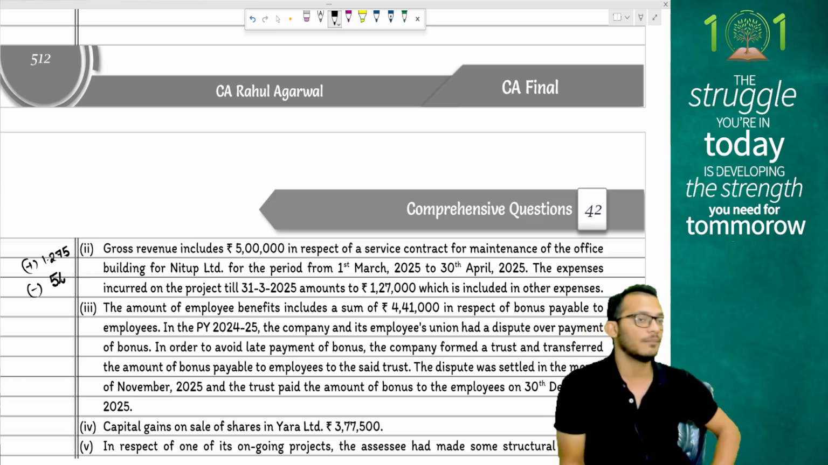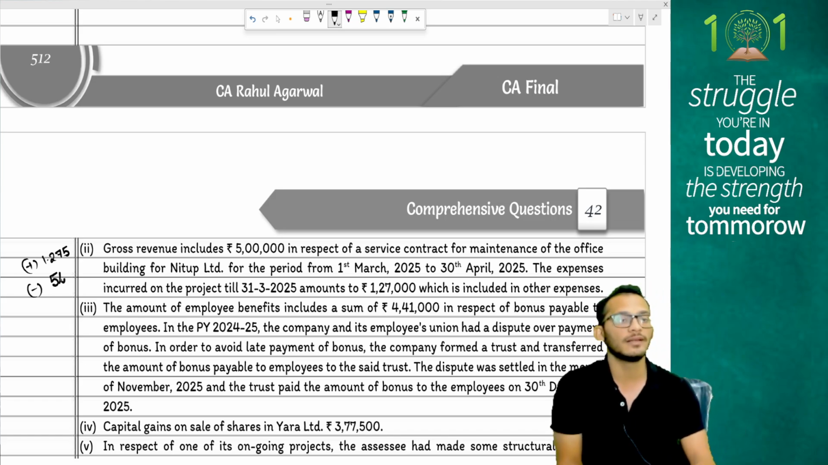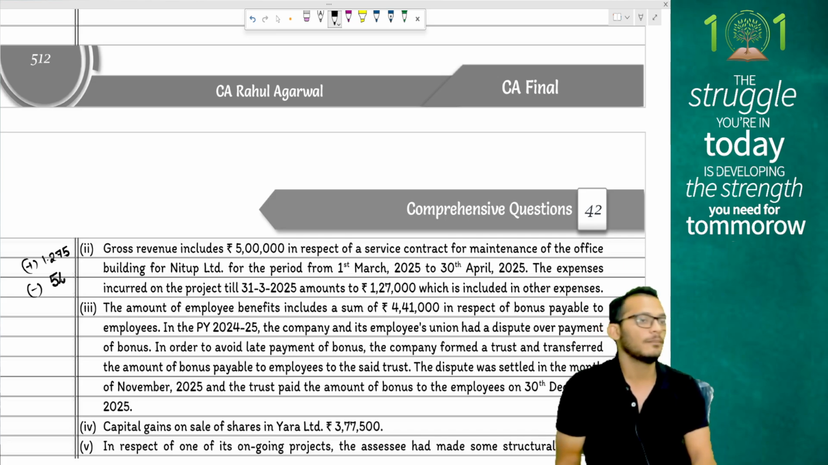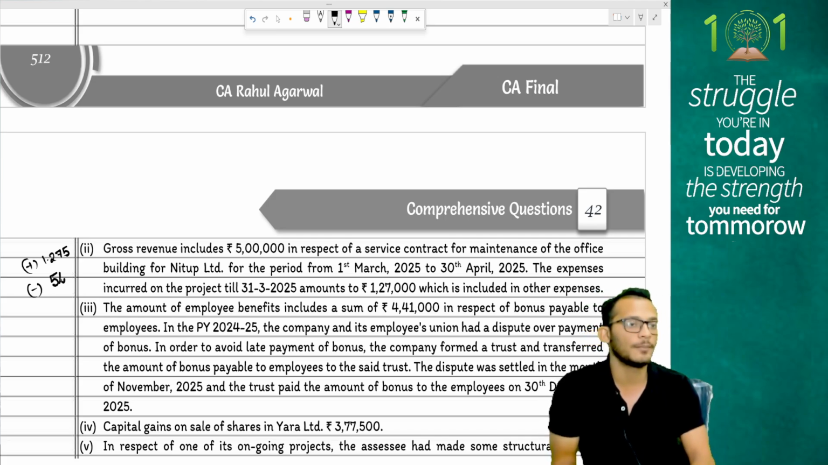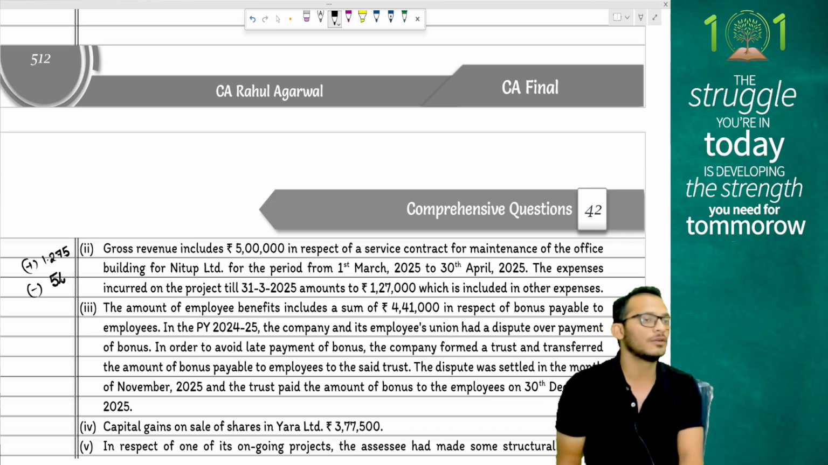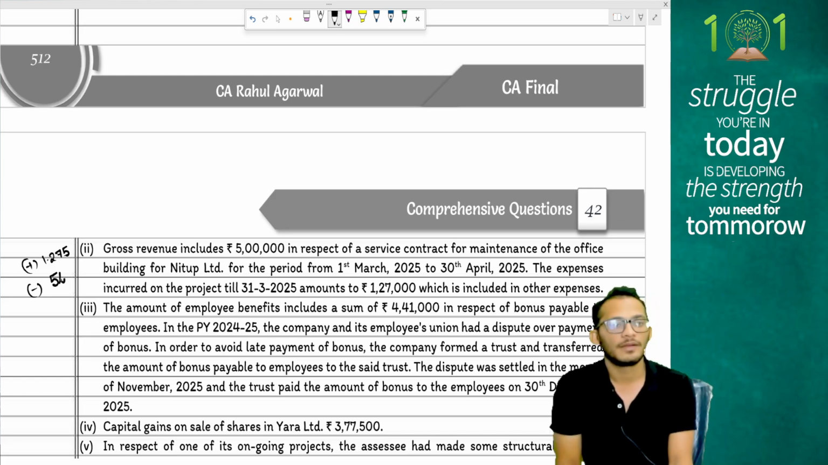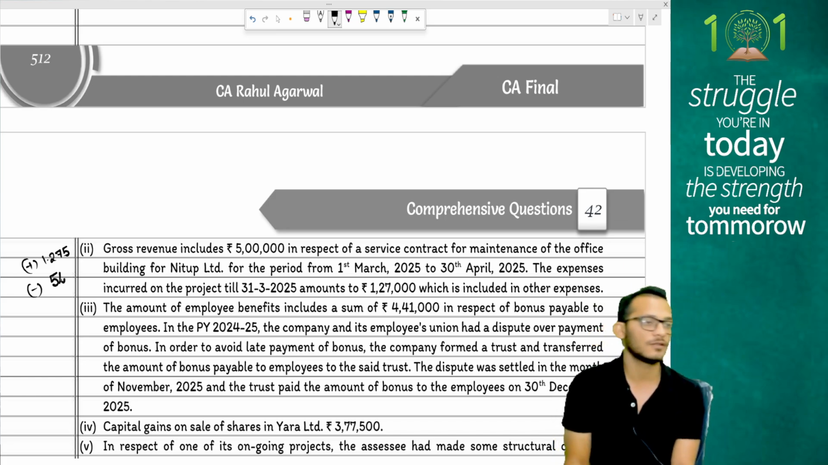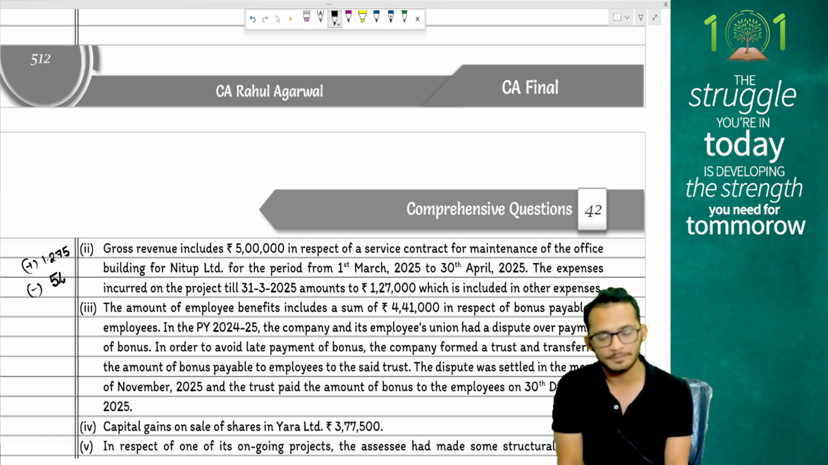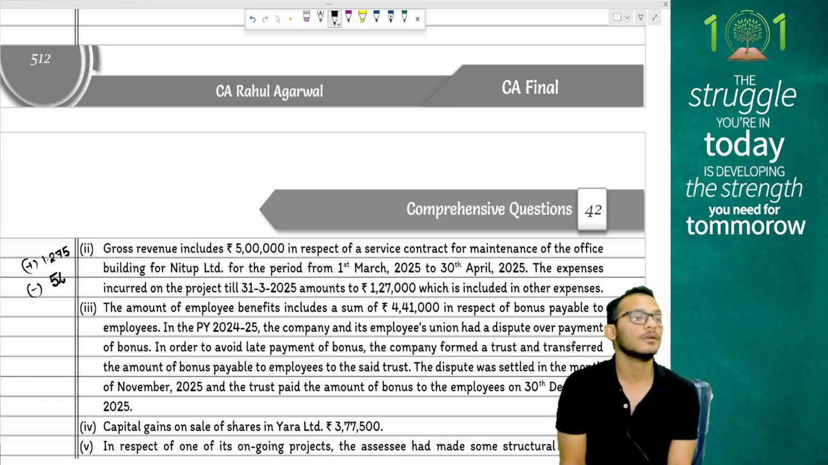Again, people, project completion method requires that the whole revenue and the whole expense is accounted only when the project is completed. Therefore, the whole 5 lakhs got reversed, the whole 1.27 got disallowed. Take both into consideration when you complete the contract in April. Focus on the question very carefully. Very good. Move forward, people.